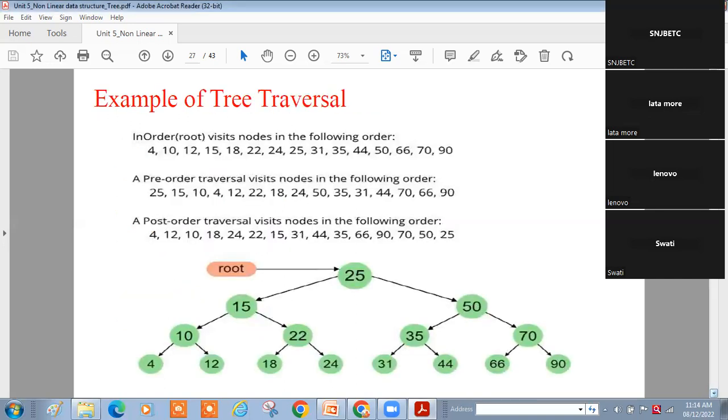So let us see one example of tree traversal. Observe this diagram carefully. This is the element 25, the root element. The root element has elements on the left hand and on the right hand. The left hand side elements are 15, 10, 22. Again, these elements are kept like this. Now you have to do the traversal.